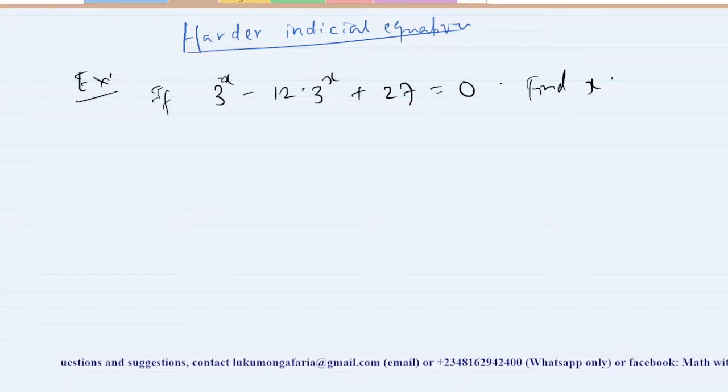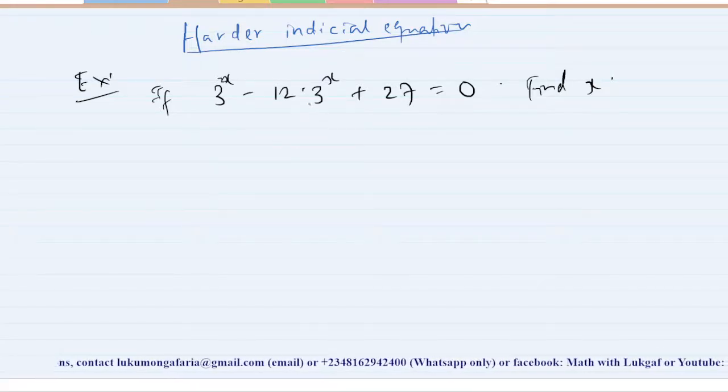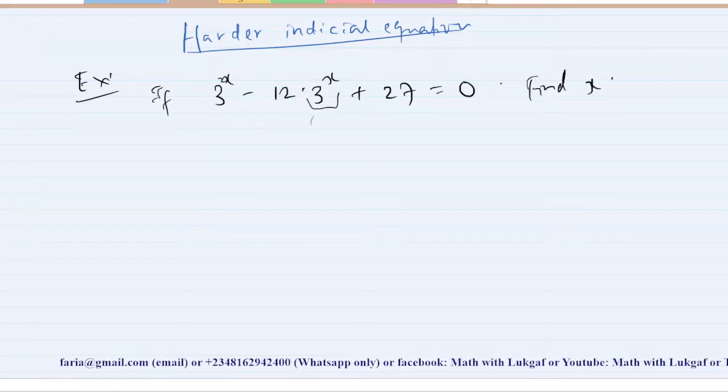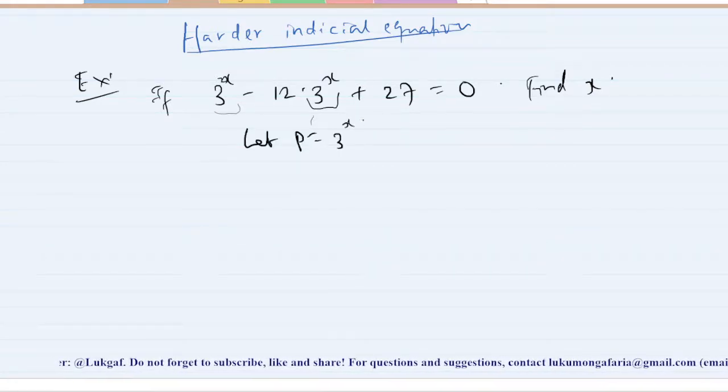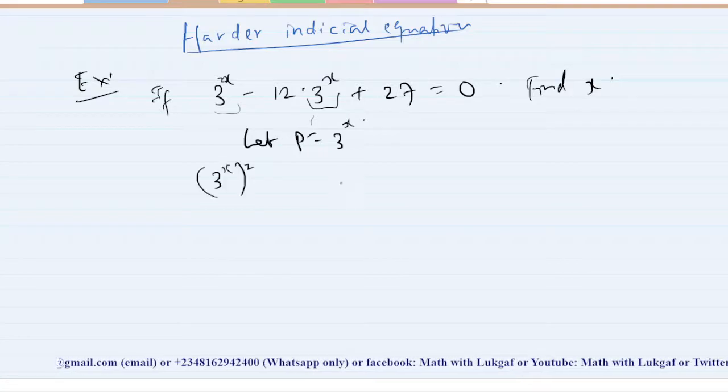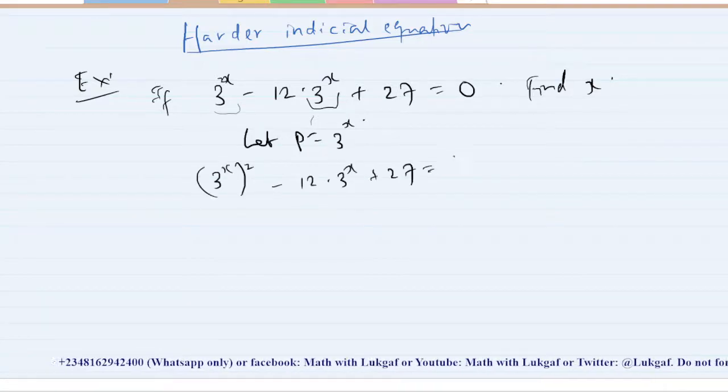How do you do that? You will see that this is 3 raised to power x, then I can also have another 3 raised to power x here. You understand now? And you will observe that I cannot use any of the rules here. Okay, let's see what I can do. Let's say I let p be 3 raised to power x. Remember, before I can rewrite this as 3 raised to power x, everything raised to power 2, minus 12 times 3 raised to power x plus 27 is equal to 0.